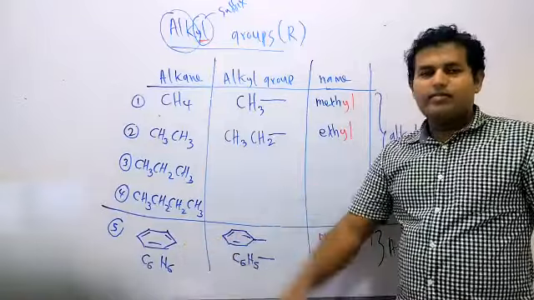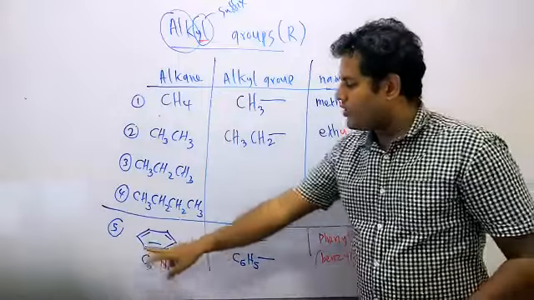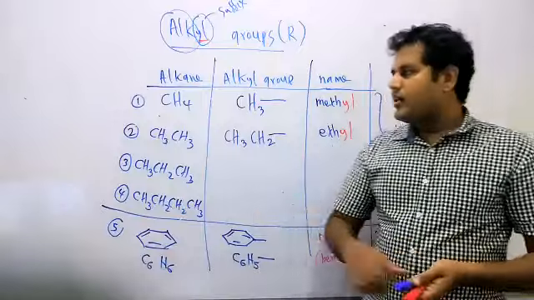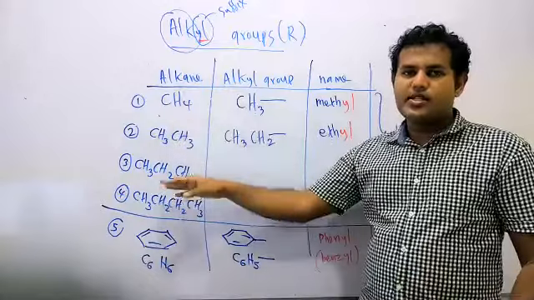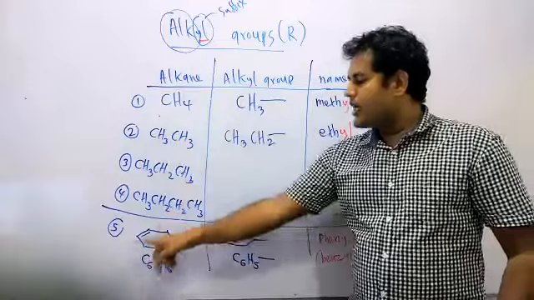Benzene means C6H6. In C6H6 we have 6 hydrogens: 1, 2, 3, 4, 5, 6. Aryl means it's derived from aromatic. Alkyl groups are derived from aliphatic, open chain structures. From open chain alkanes you are removing hydrogen. So this is the cyclic one.